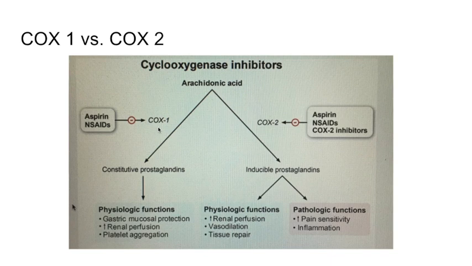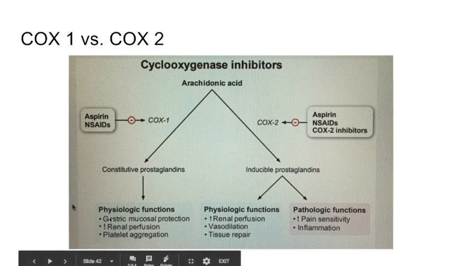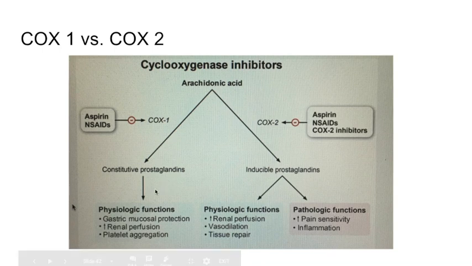So let's say that you have arachidonic acid and it's going to get metabolized by Cox1. It's going to make constitutive prostaglandins. So these are some good prostaglandins that we want in our bodies, that actually maintain physiologic function. So gastric mucosal protection, increased renal perfusion, platelet aggregation. So some good stuff that we need the prostaglandins for. So potentially we want to not inhibit Cox1.